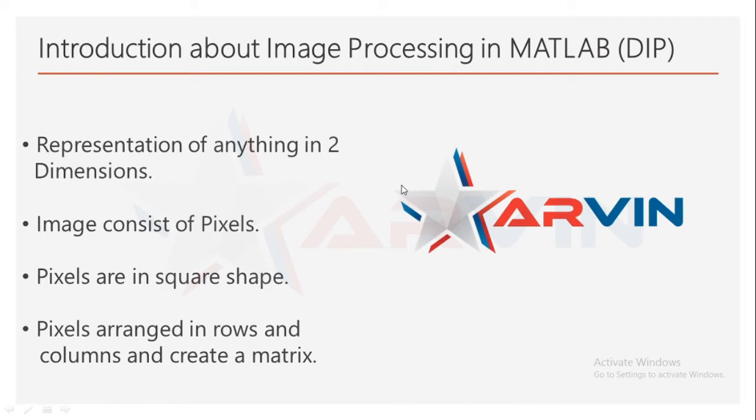An image is the representation of anything in two dimensions. An image consists of small elements known as pixels. Pixels are square in shape and arranged in the form of rows and columns, creating a matrix. We all know that MATLAB is a matrix laboratory, so we can perform any operation on an image in MATLAB.